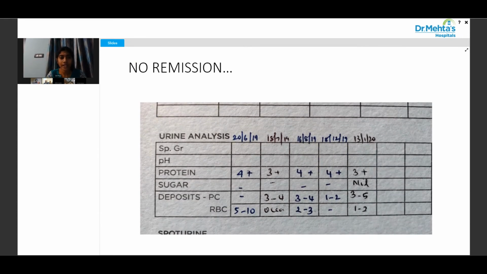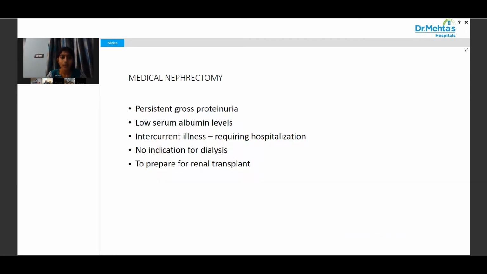So the next option in hand was medical nephrectomy. Indications for medical nephrectomy in this child were that child continued to have gross proteinuria, low serum albumin level, and intercurrent illnesses requiring hospitalization, probably because of proteinuria and loss of immunoglobulins. There was no indication for dialysis in the child, as child never went into AKI or had derangement in the renal parameters. And in order to prepare the child for renal transplant, a medical nephrectomy has to be done. So we proceeded with medical nephrectomy.